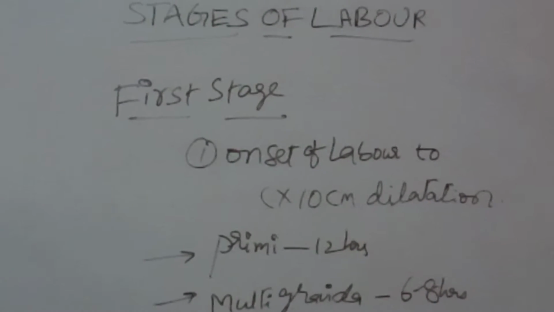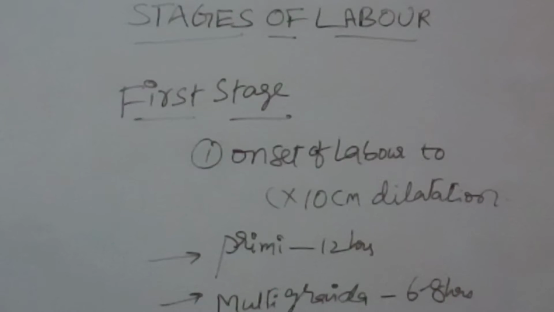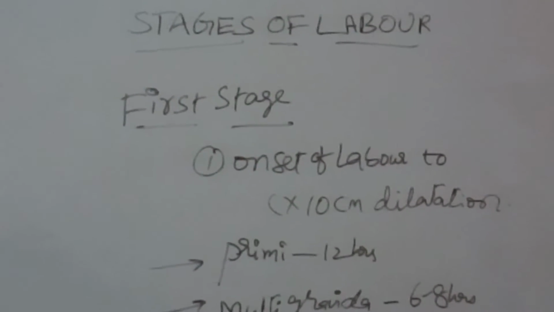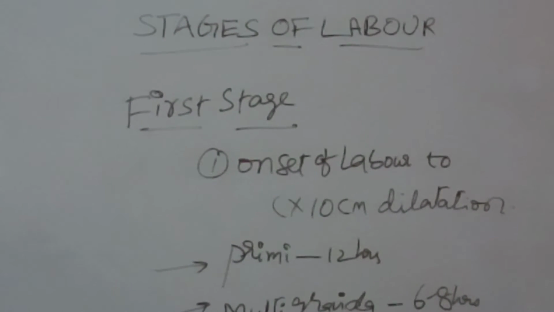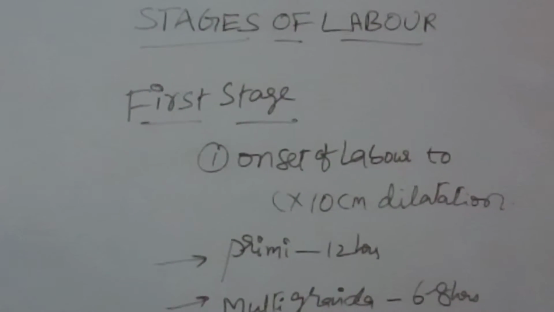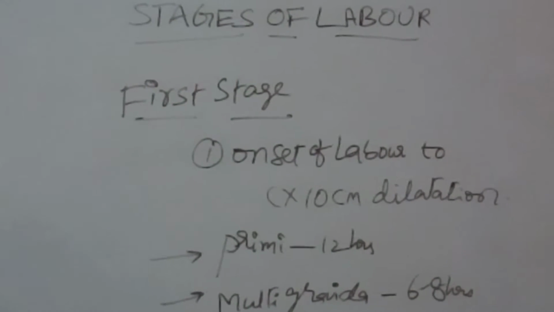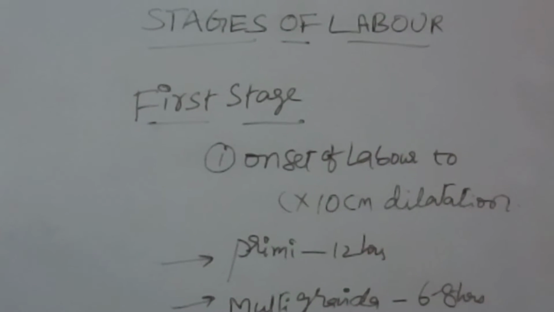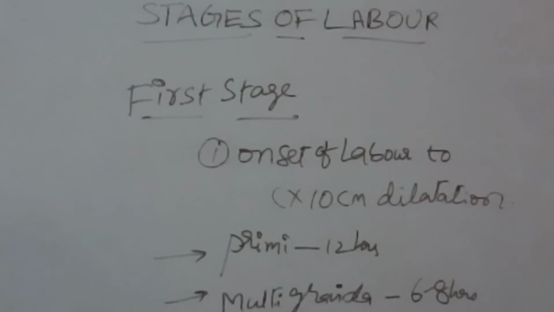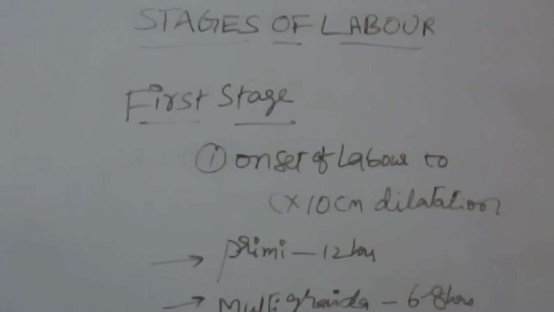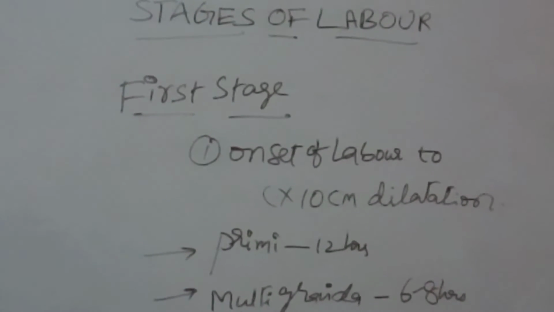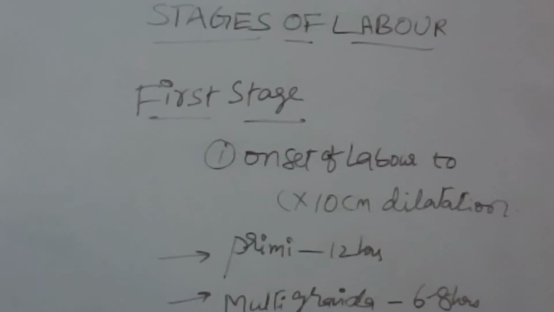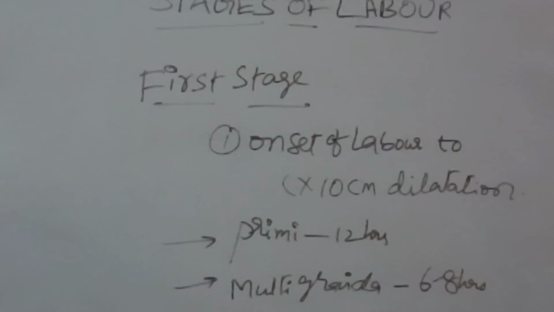That everybody knows. What is the latent phase? That means less than 4 centimeter cervical dilatation. At that time we should not start the partograph. Contractions are weak, that means less than 2 contractions in 10 minutes. Coming to the active stage, what is the active phase? Cervical dilatation is 4 centimeter. At that time we have to start the partograph.